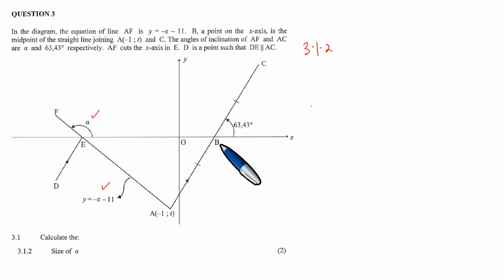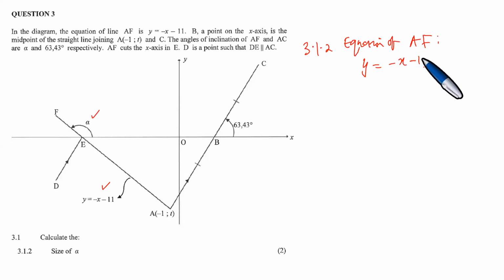You're well on track. But now what if the angle is asked and you can see the equation of the line? One thing that you need to realize is that the equation of the line is given. So you have the equation of the line AF. You're on point.